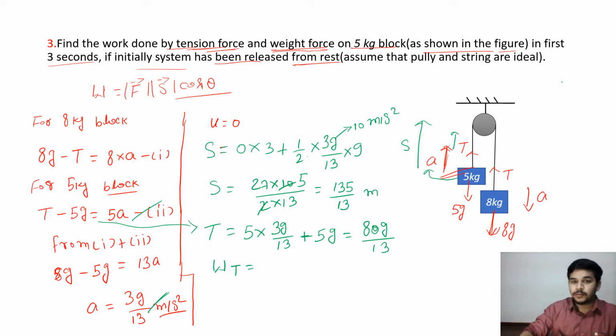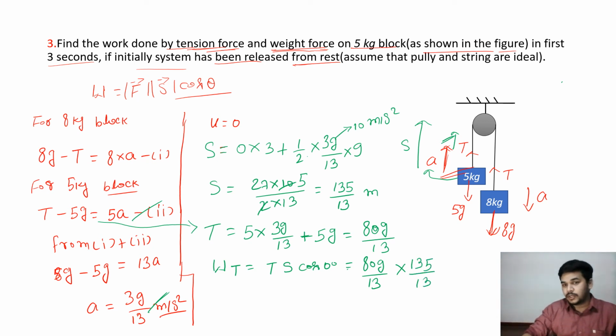Tension is in the upward direction, you can see here. So we can write T into displacement into cos 0 degree. Why cos 0 degree? Because tension is in the upward direction and the displacement also happens in the upward direction, the 5 kg block's displacement. So let's substitute 80g by 13 into the displacement, 135 by 13 itself. I am leaving the calculation here untouched. You can do the calculation and you will get that answer, in joules.